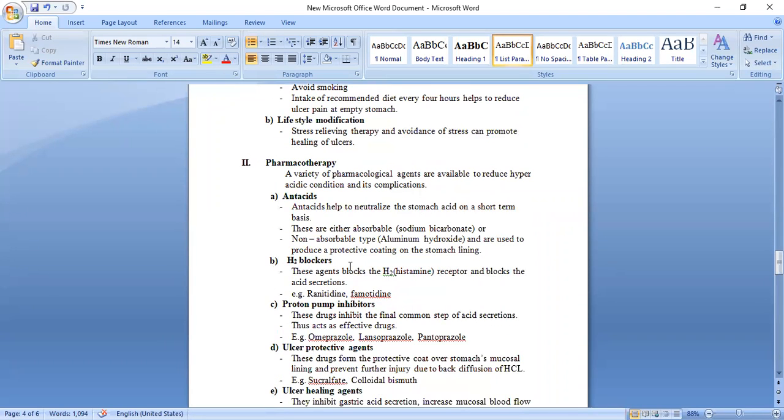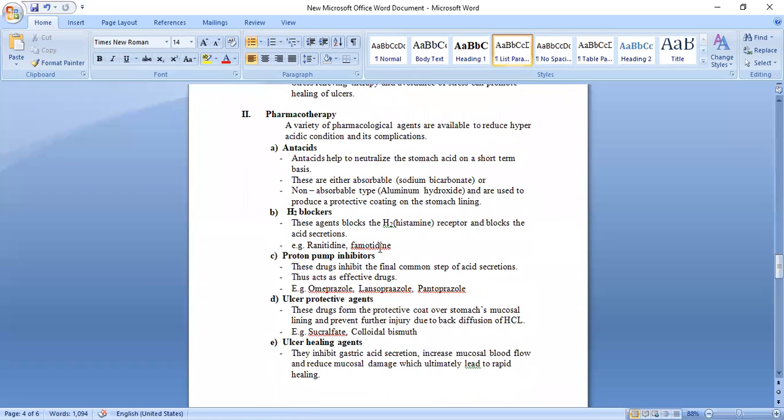Now the second one, that is the H2 blocker, means what? Due to histamine also, one of the causes is there, the histamine. So we have to block the H2 receptors which are secreting histamine. If we block this, obviously no secretion of histamine, no acidity, isn't it? Now we are taking here ranitidine, famotidine, isn't it? These are simple examples. Now the next one, the proton pump inhibitors. Many doctors prefer directly omeprazole, lansoprazole, pantoprazole, isn't it? These drugs inhibit the final common step of the acid secretion.